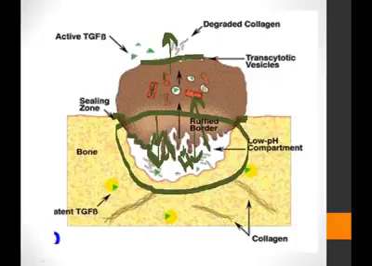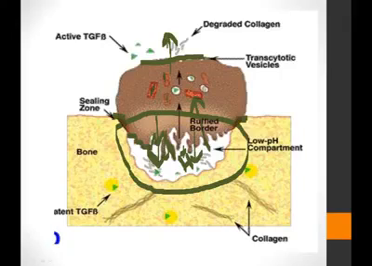Transcytosis means crossing the cytoplasm. I have explained transcytosis in detail as well. And once they reach the opposite membrane of the osteoclast, they exit from here. And that is how you get the resorption of the bone. That is how the resorption happens.